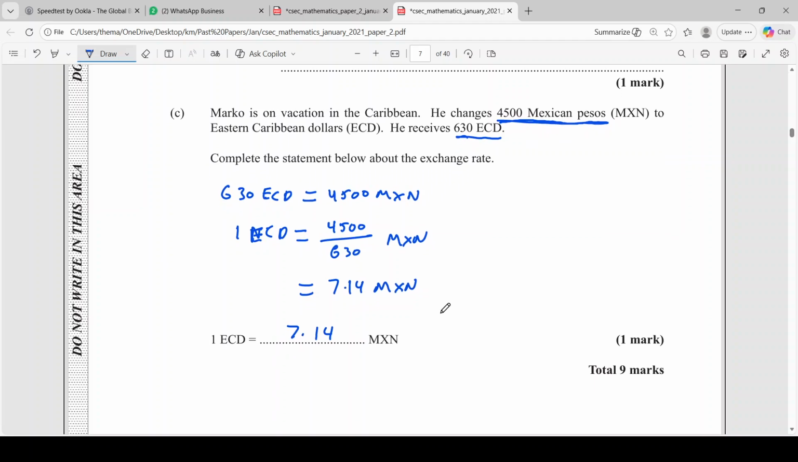Right, so that was the end of January 2021, question 1.